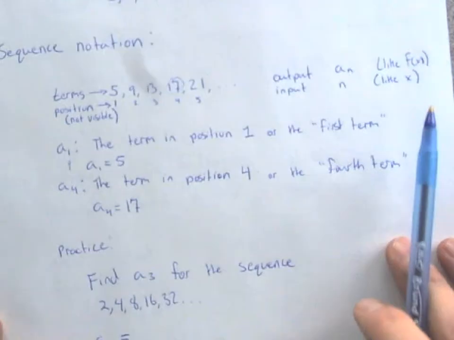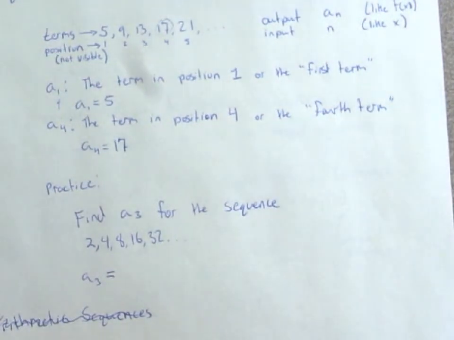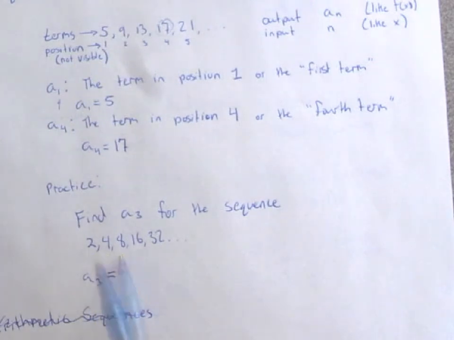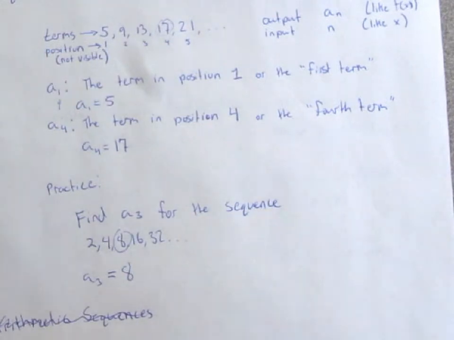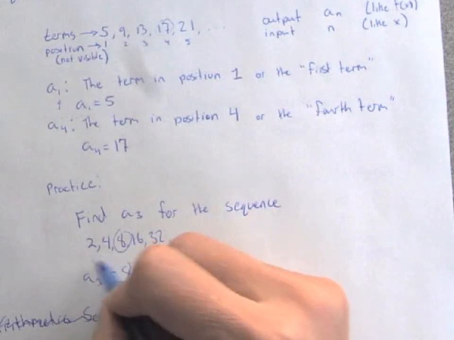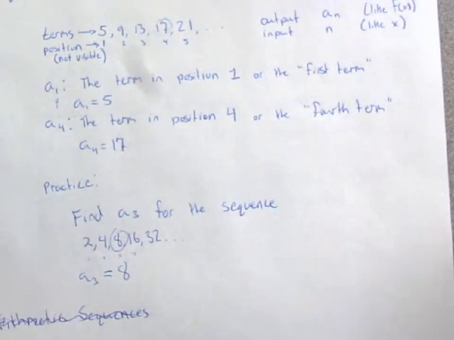Okay, so here's a new sequence, and we want to find A3. What does that mean? It means find the number in position 3, or find the third term. So 1, 2, 3. There it is. So A3 or A sub 3 or A of 3 is equal to 8. So very similar to functions, it's just that the inputs you can't see. We just count 1, 2, 3, 4, 5, right? We could write a little 1, 2, 3, 4, but we don't really need to because it's an ordered list. We already know that it's in the order that it needs to be in.